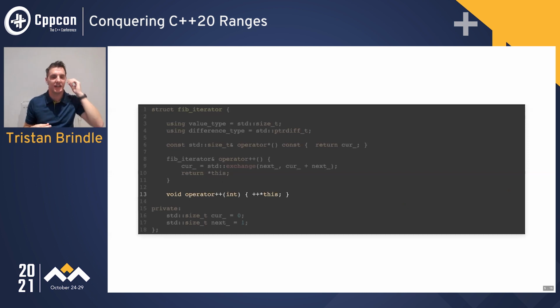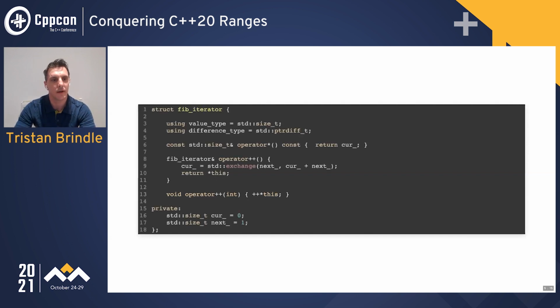In C++20, this doesn't have to return anything in particular. We can just get away with returning void, and all we're going to do is call our pre-increment operator. So this is now a valid C++20 input iterator, believe it or not. So 18 lines, that's not too bad. There's a little bit of boilerplate, but I don't think it's too bad at all.